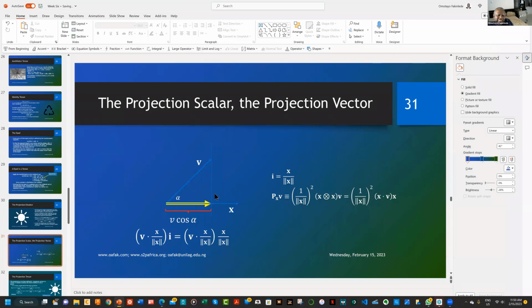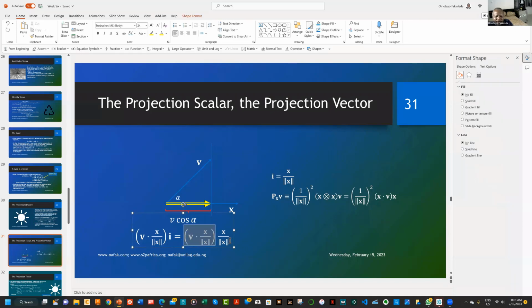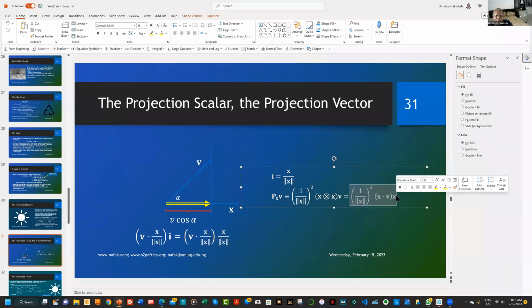So what we are saying here is that the projection scalar is V cos alpha. If you now append the direction vector to make the whole thing a vector, this is what you got. And if you look at this quantity very well, you'll see that that is exactly what the projection vector is bringing out. So you can see that 1 over the mod of X squared is coming out from this two. This V dot X is the same thing as X mod of V with this X outside.